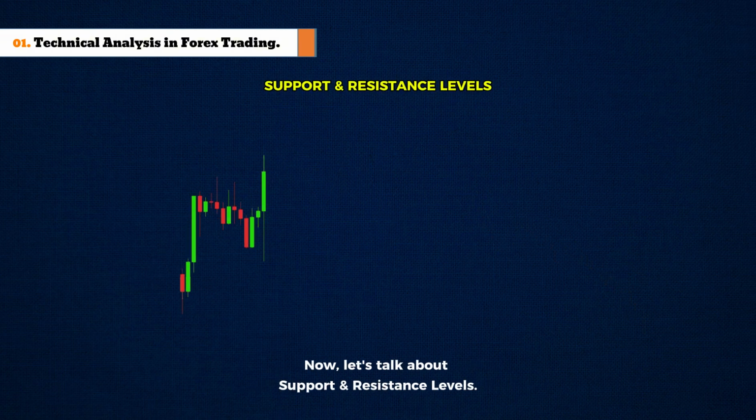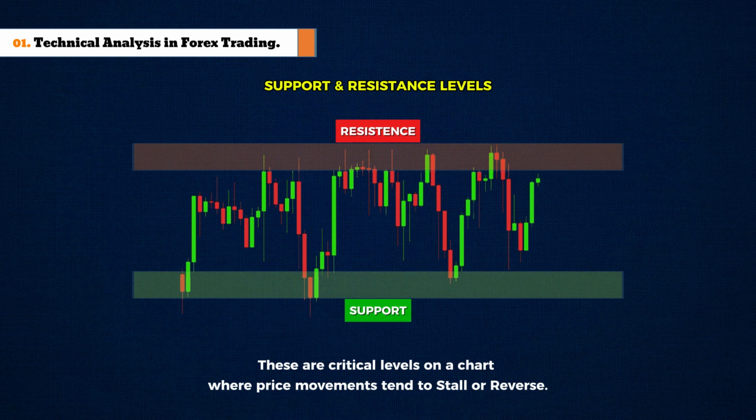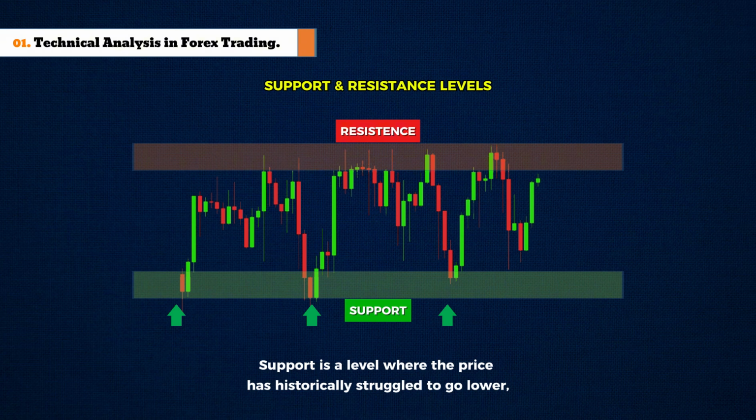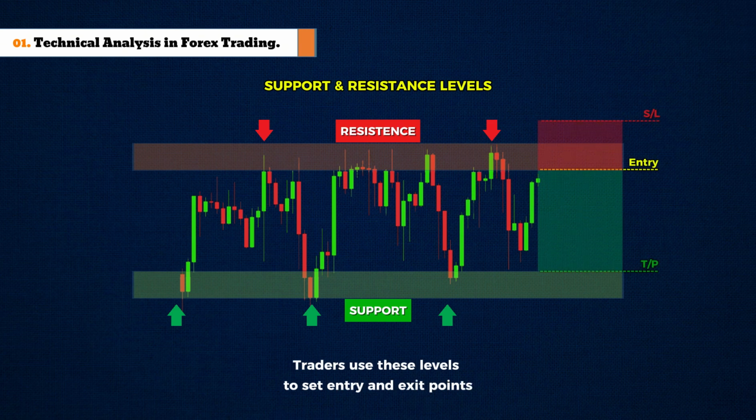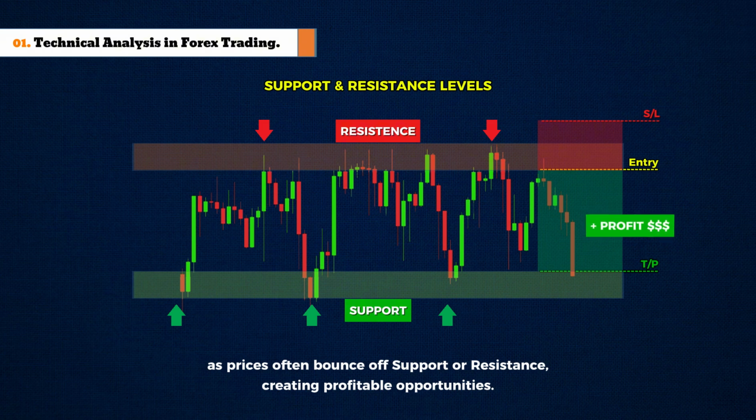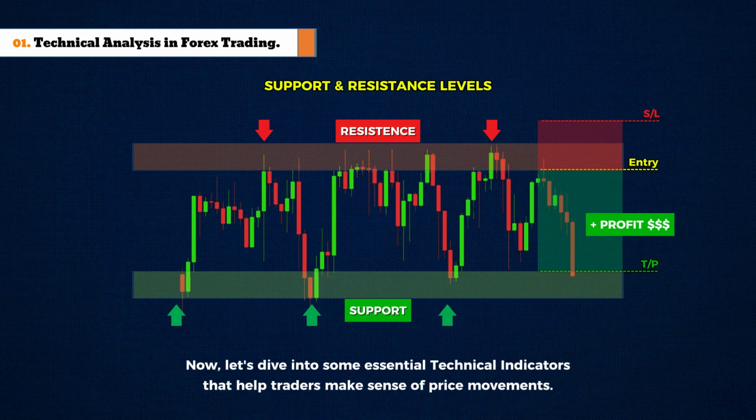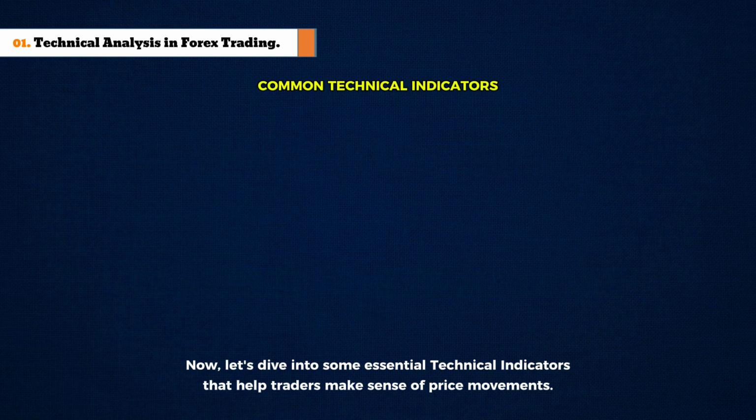Now, let's talk about support and resistance levels. These are critical levels on a chart where price movements tend to stall or reverse. Support is a level where the price has historically struggled to go lower, while resistance is where it has trouble going higher. Traders use these levels to set entry and exit points, as prices often bounce off support or resistance, creating profitable opportunities. Now, let's dive into some essential technical indicators that help traders make sense of price movements.